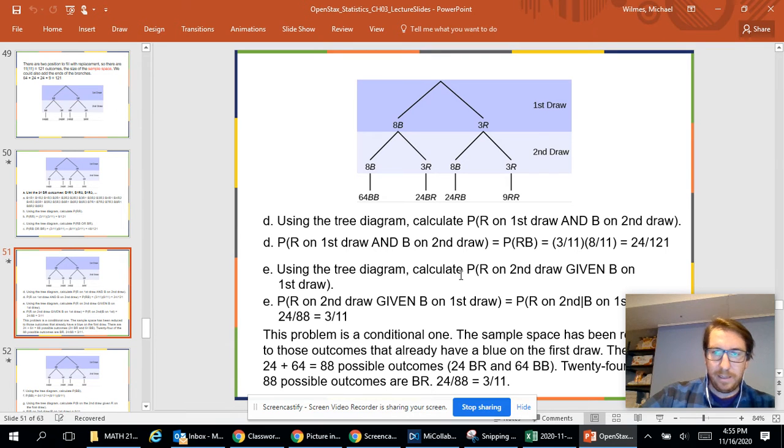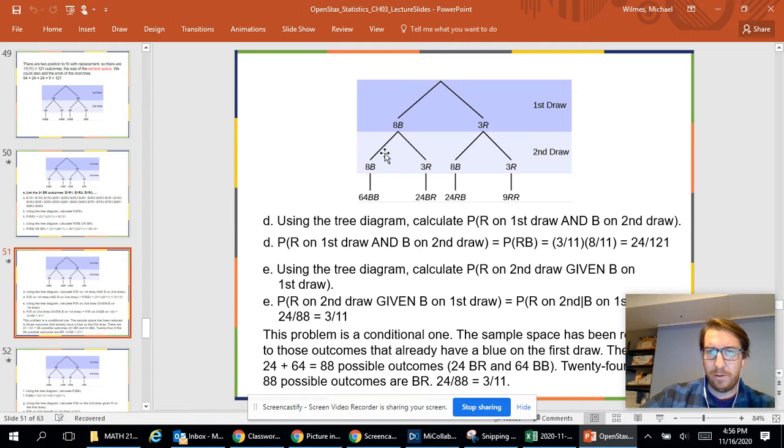Using the tree diagram, calculate the probability of red on the second draw given B on the first draw. This one's an interesting problem. So red on the second draw, and this says given B on the first draw. Since it says given B on the first draw, we're immediately looking right over here. We don't care what happens over here. So given B happened on the first draw.